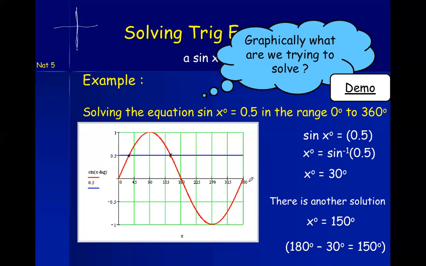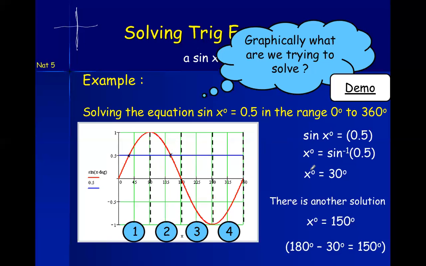But if they had made it 0 to 720, remember, you need to keep going with your sine graph here. You would get 1, 2, 3, 4. To get the third and the fourth one, you just add 360 to your solutions, because periodically every point here will repeat itself plus 360. So that would be 390 and then 360 plus 150. So that's where our solution comes from.